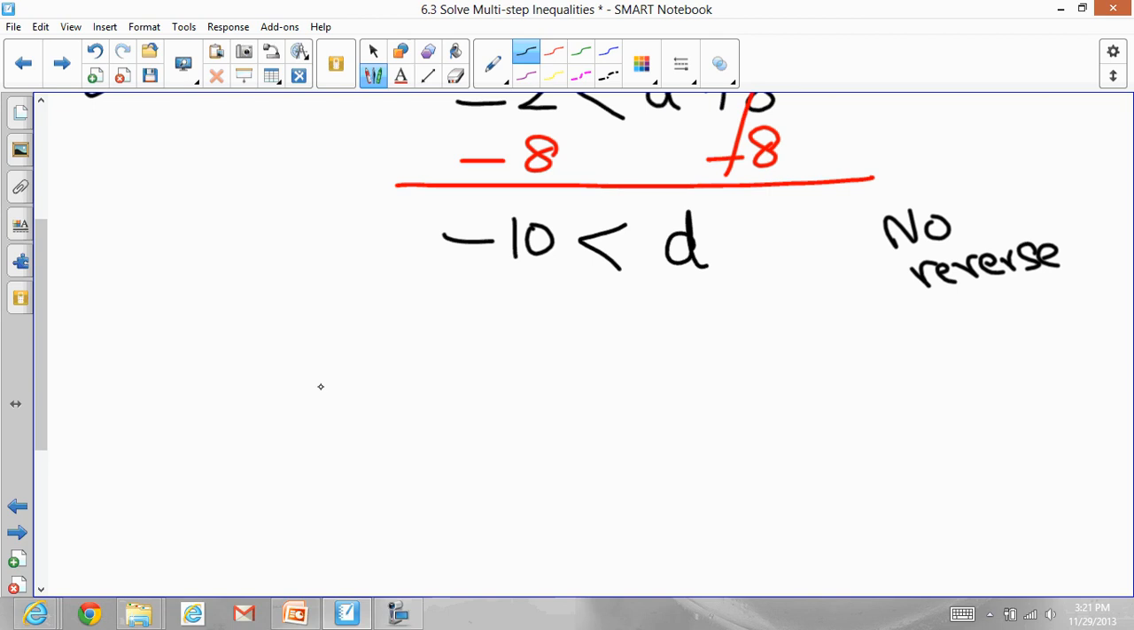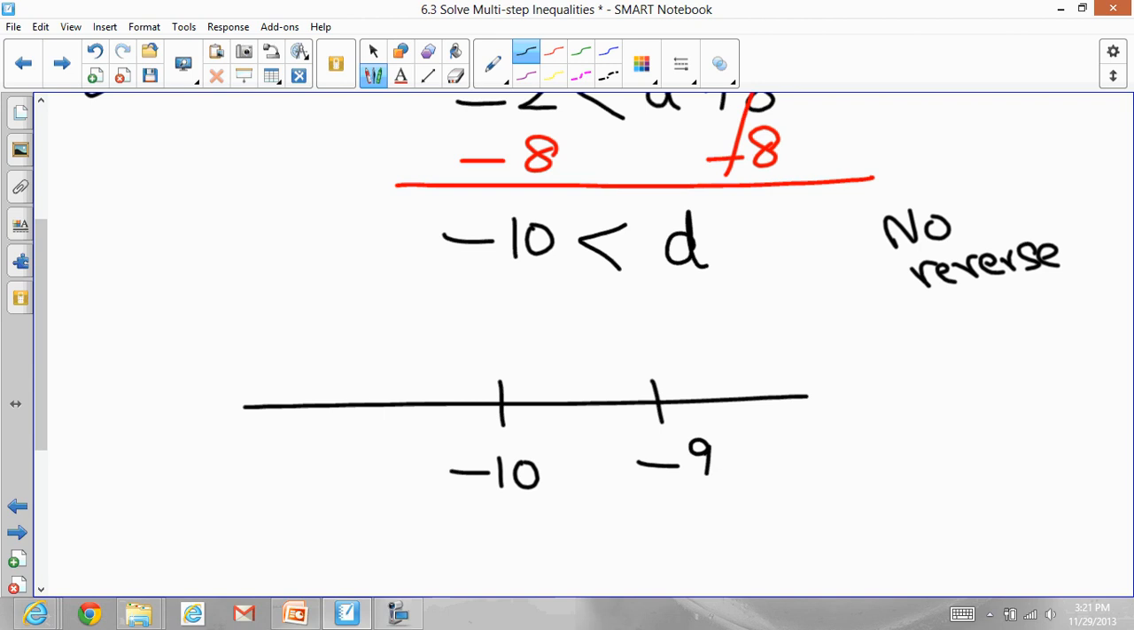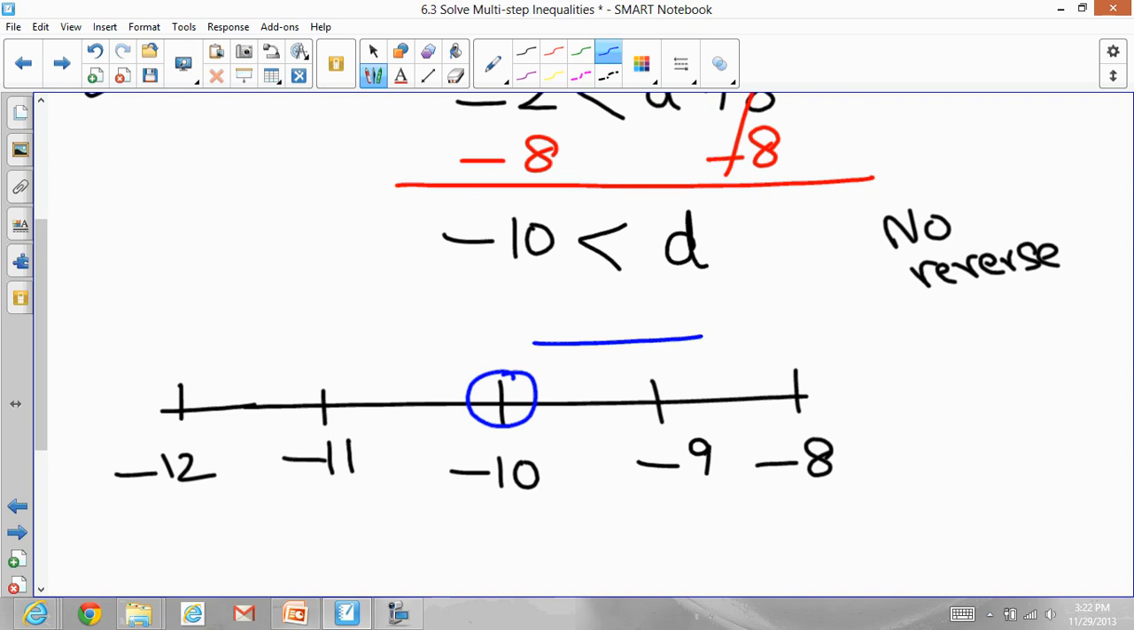So in this case, I'm going to graph it. So this is going to be in negative 10, and this is going to be in negative 9, and in negative 11, and negative 12, and negative 8. So you can eliminate answer choices. This is going to be an open circle on negative 10, and my arrow is going to point in this direction.